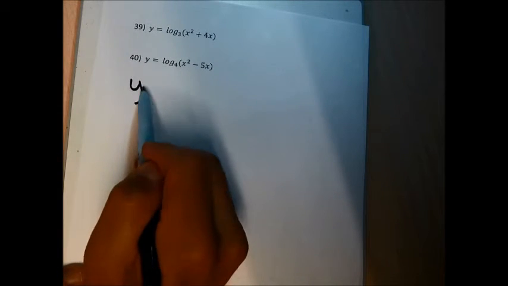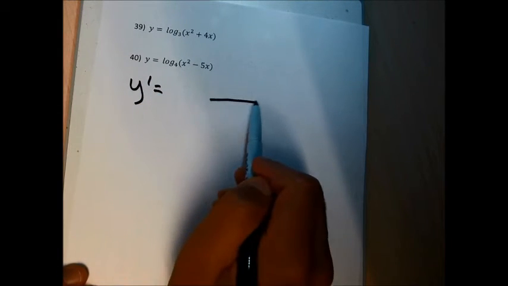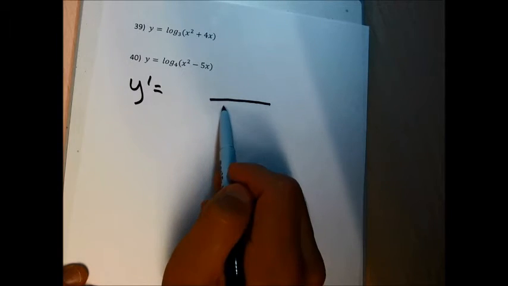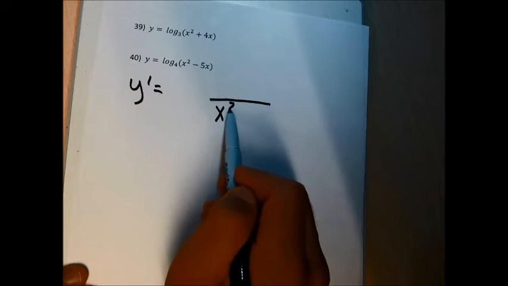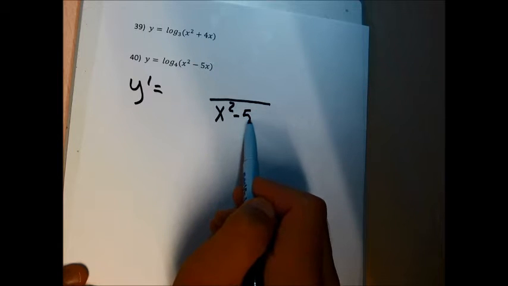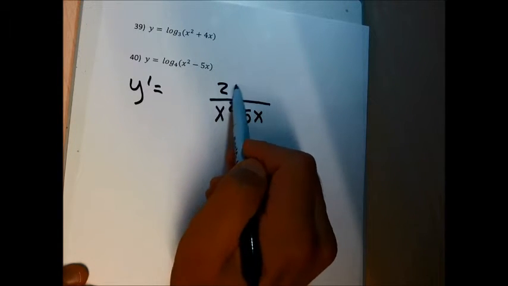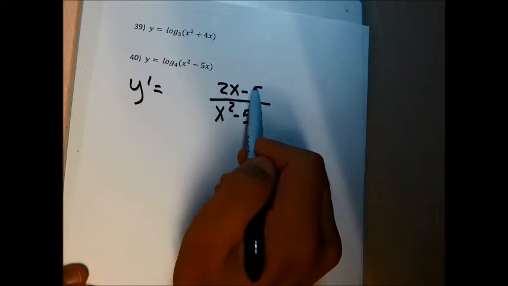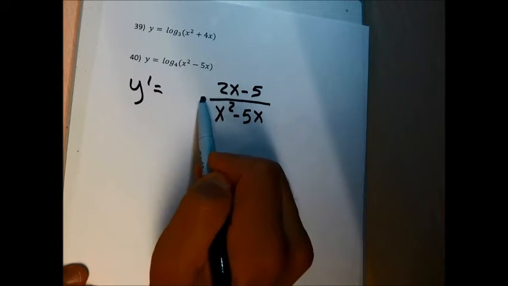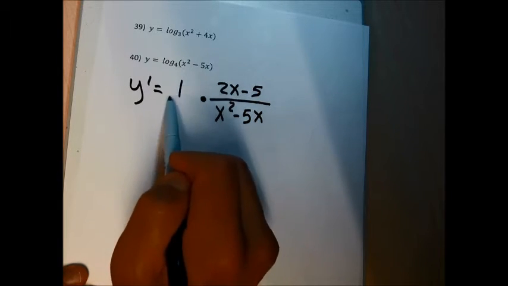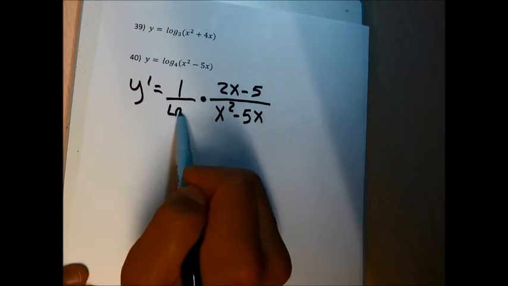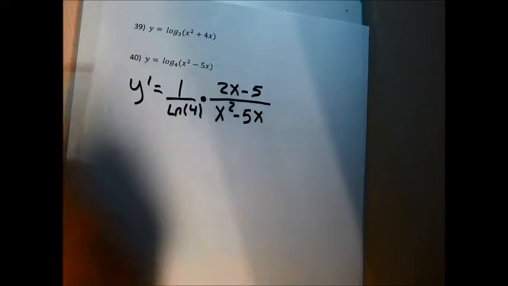40 is the same problem, but it has a log in it. So I'm going to go y prime, make my denominator. Any logarithm, you do its derivative by taking the argument and putting it in the denominator. The derivative of the argument goes in the numerator. Because it's not base e, I have to tack on 1 over the natural log of the base.